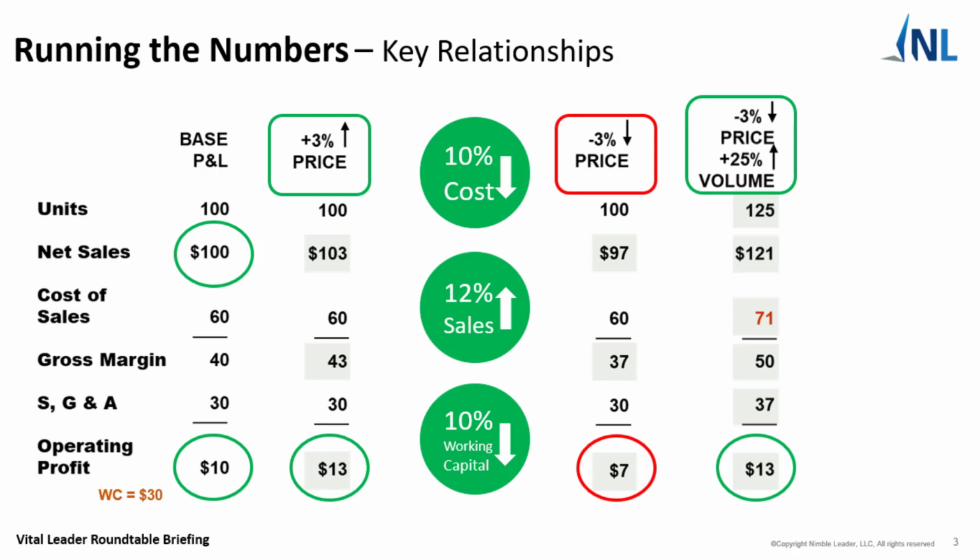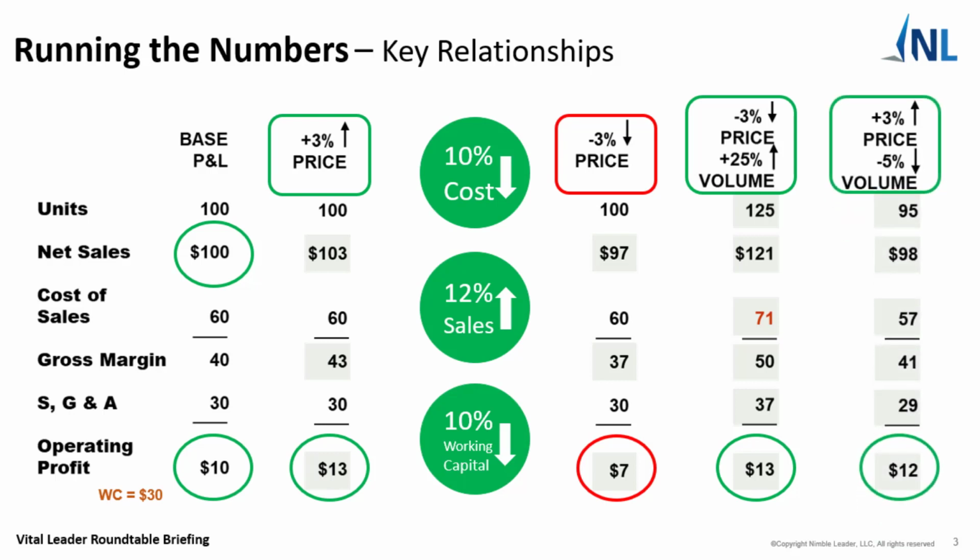Because if I cut price by 3%, the reality is I have to grow volume 25% to achieve the same level of profitability, $13, as I would with a 3% price increase. Now conversely, if I take my price up 3%, I can actually lose volume of 5% in terms of sales and still grow my profit by 20% or $12 versus the base case of $10. These relationships are axiomatic to all businesses, to all manufacturers. And so in my mind, it's critical that the leaders understand these relationships when they make critical decisions that relate to how they're going to move their business forward.